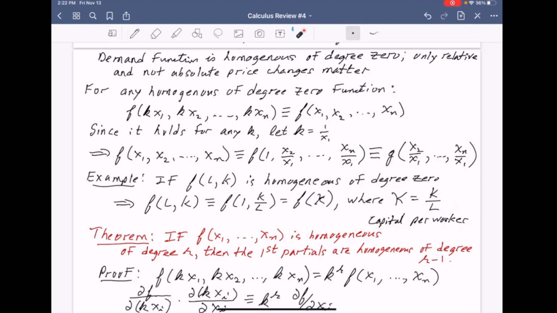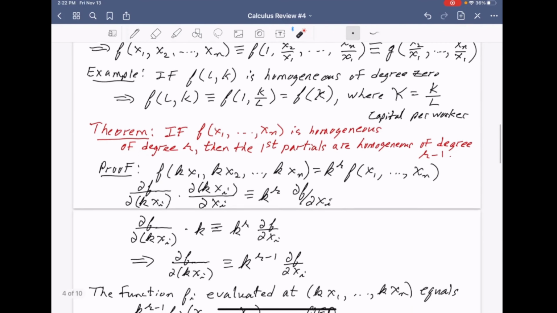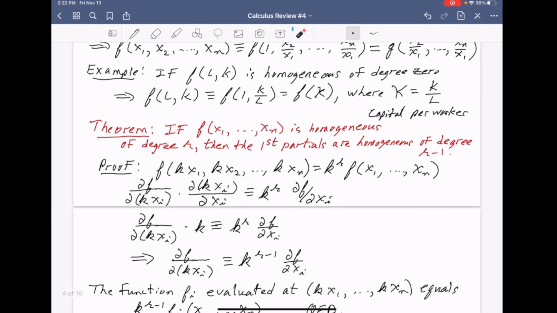We also have a theorem here that if a function of x1 to xn is homogeneous of degree r, then the first partial derivatives are homogeneous of degree r minus 1. And we can prove that by starting with multiplying each of the variables in the production function, or any function for that matter, by k, and we get that k to the r is multiplied by the original function, where r indicates the degree of homogeneity.